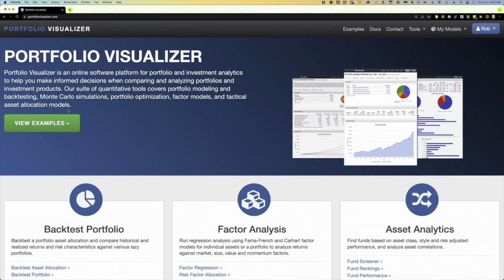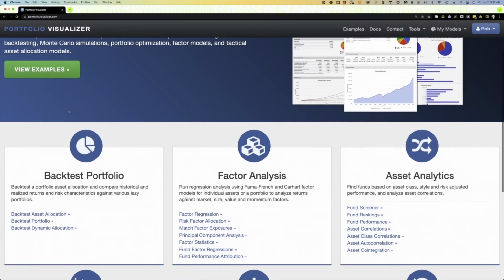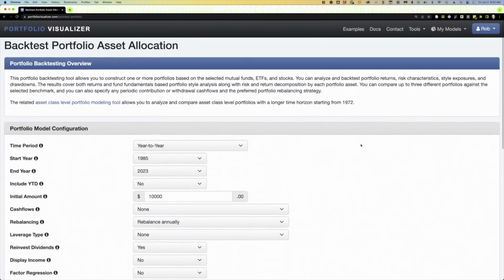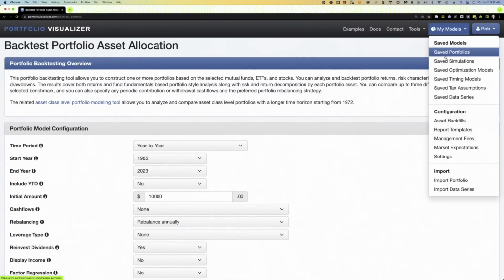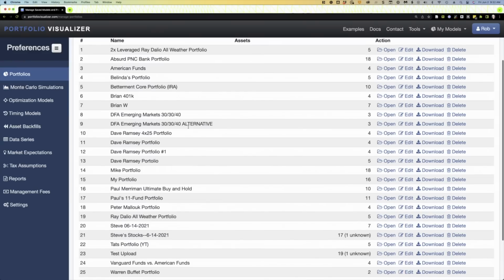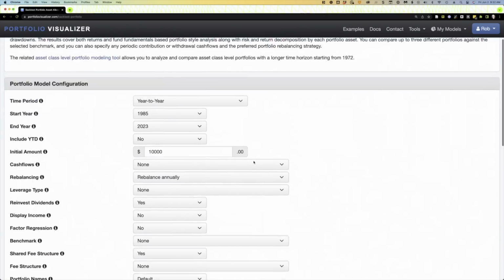We can actually put into Portfolio Visualizer just about any portfolio we want to, and we would do it down here under Backtest Portfolio. And what I want to do is, I've got a couple of portfolios saved that I want to show you. The one that I want to bring in was a portfolio that a viewer sent me some time ago. And we'll look at it here.